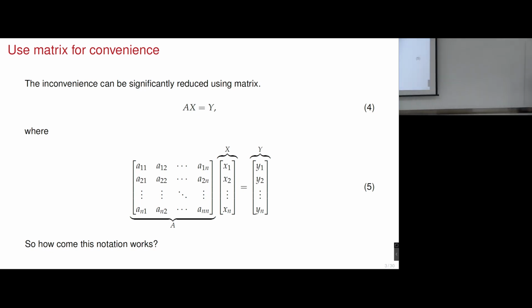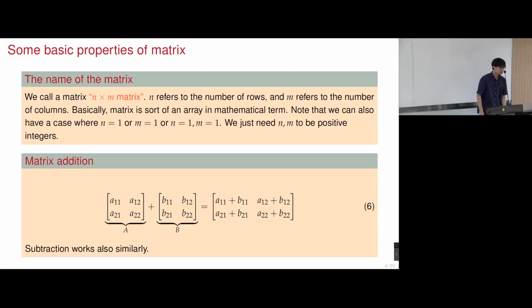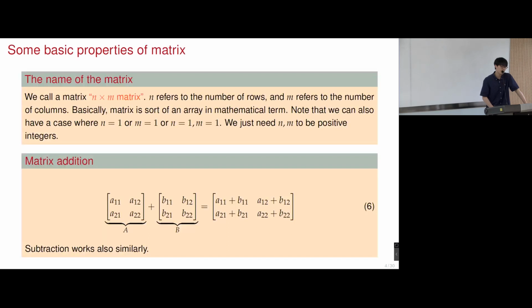But you might wonder, how does this notation work? What does this notation mean? What is this whole matrix thing? What we saw here, notations like A, X, and Y, we can all call matrices. So how are we going to call these, and what are their properties? What is this new definition? I'm going to give you a very brief introduction.